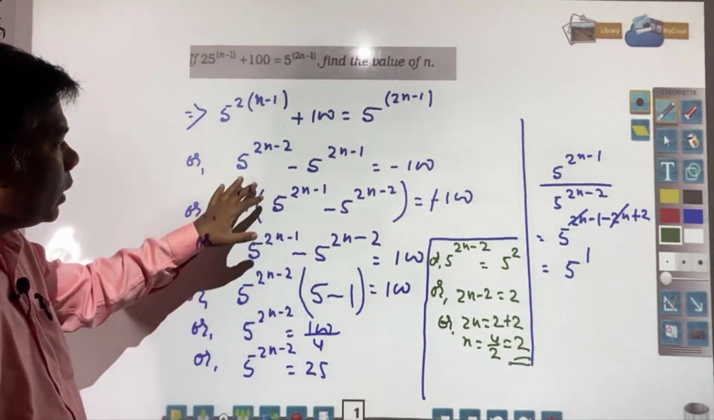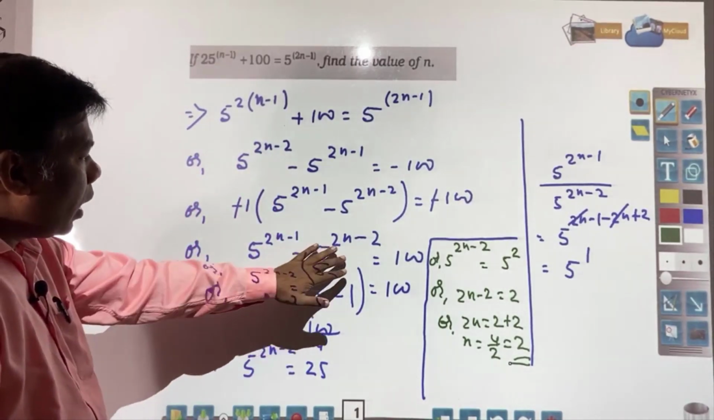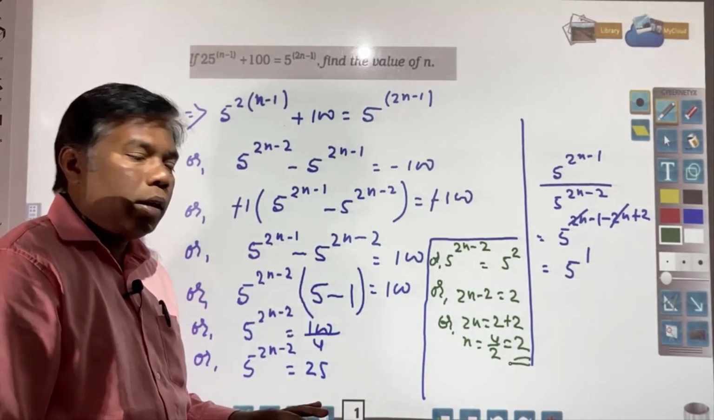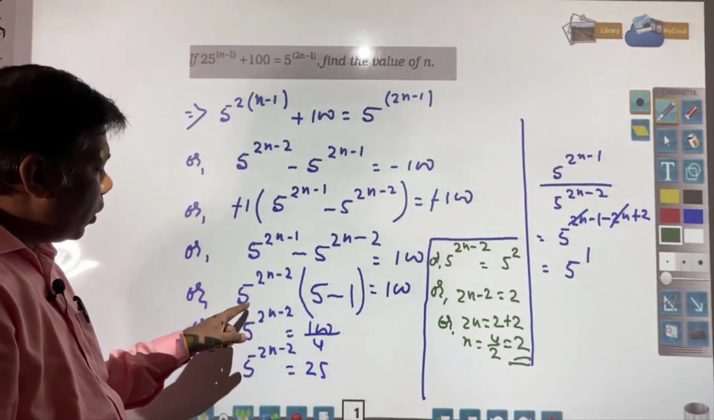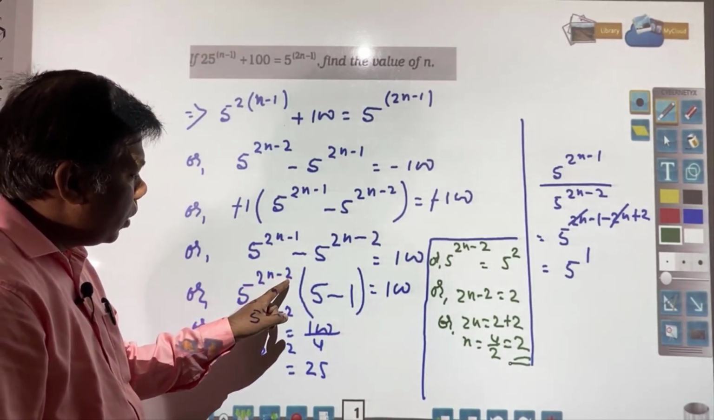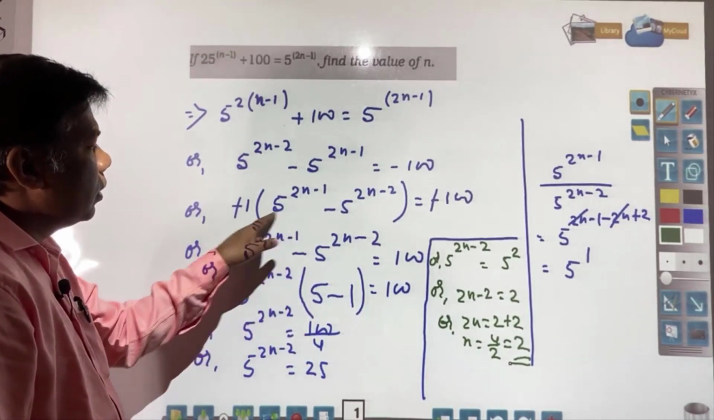So I hope you understood. By this way, this is required to be done. So you need to know how we will take out common and what will be left. You can check this is correct or not. Just multiply 5 to the power 2n minus 1 minus 2 into 5, you will get this.